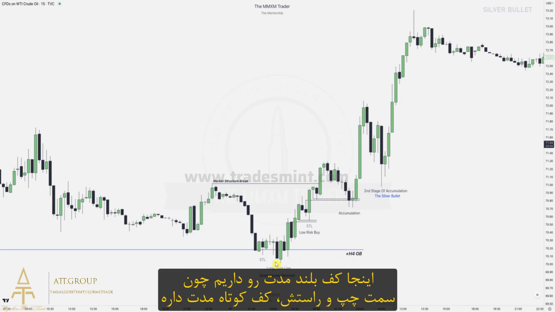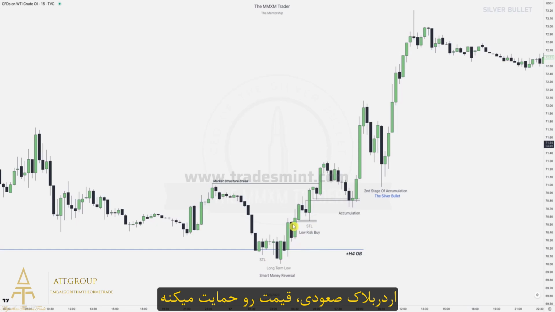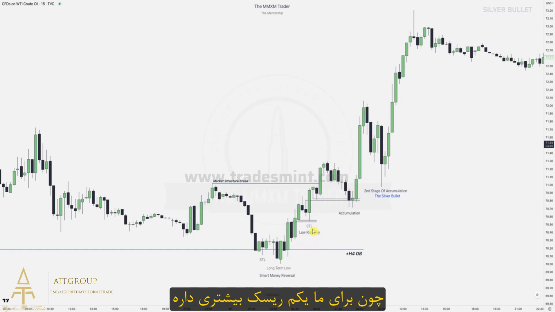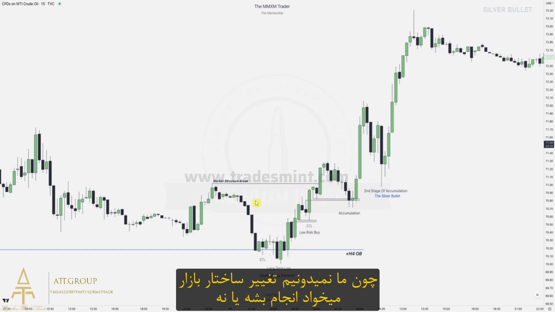Long-term low down here, because we have a short-term low to the left of it and a short-term low to the right of it. Bullish order block, supporting price, pushing up, breaking market structure. This is called a low risk buy for smart money. But for us it's not a low risk buy, because it's a little bit higher risk for us since we don't know if a market structure shift will happen.